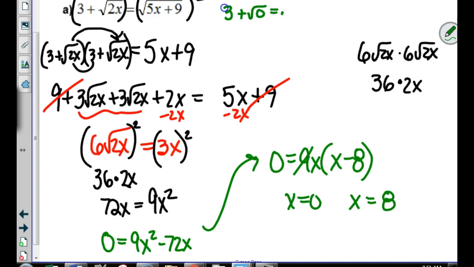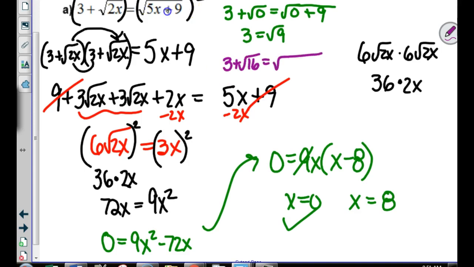Okay, extraneous solution. If I go back to the beginning and put in a 0, it'll say 3 plus the square root of 0 equals square root of 0 plus 9. Oh, that's all under the radical. Sorry. Is 3 equal to the square root of 9? No. That one's okay. All right. If I check 8, I'd have 3 plus the square root of 16 equals the square root of 4 times 8 plus 9, guys? 49, right? Did I do that right? So this is 3 plus 4 equals 7. Okay, so that one they both checked.